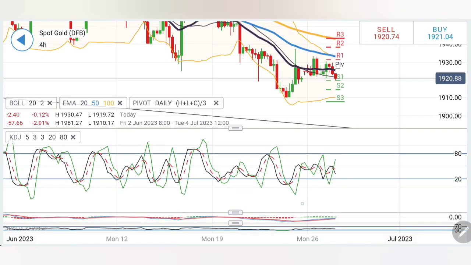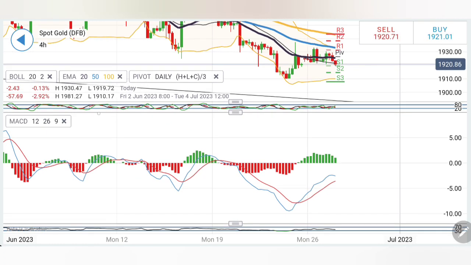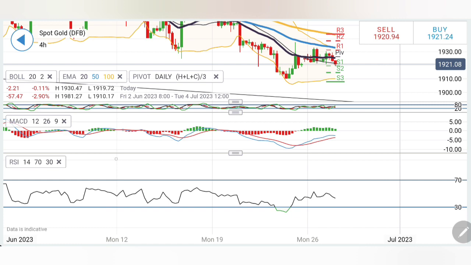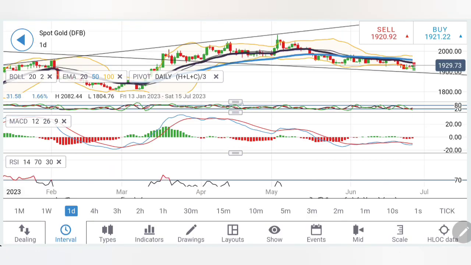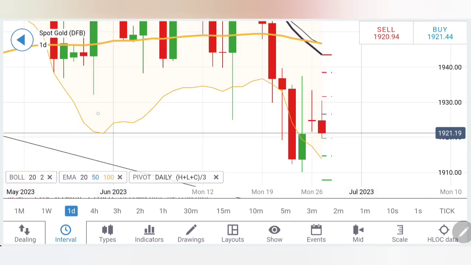Very strong support exists here. Again and again I am reiterating it. Stochastic looking down, MACD willing to cross over for a sell. It has not yet crossed over, it is still in green. RSI also looking downwards.